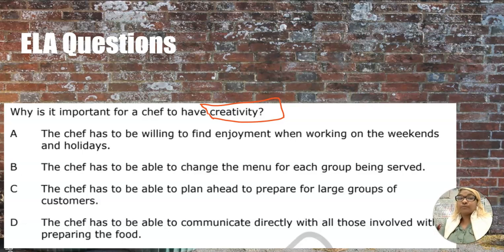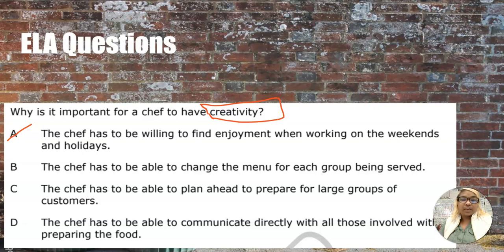A, the chef has been willing to find enjoyment when working on the weekends and holidays. Good job to this chef for working on the weekends and holidays, but that is not showing us any type of creativity in his work. So that one is going to be a throwaway. B, the chef has been able to change the menu for each group being served. Okay, so the chef's got to think on his feet, be able to change things based off of what group of people he is getting. That is a way to be creative. So we're not going to throw that one away quite yet.